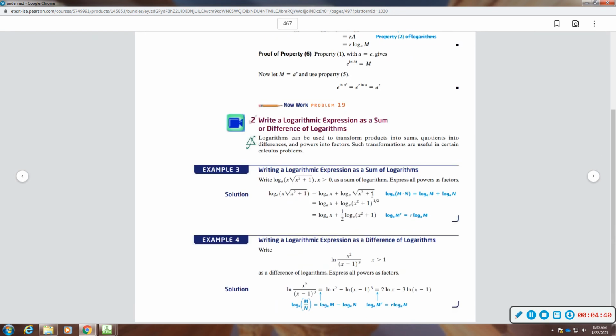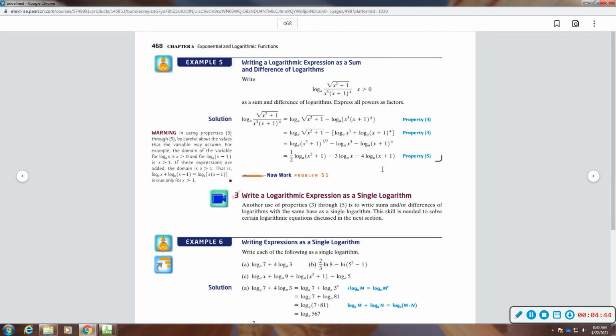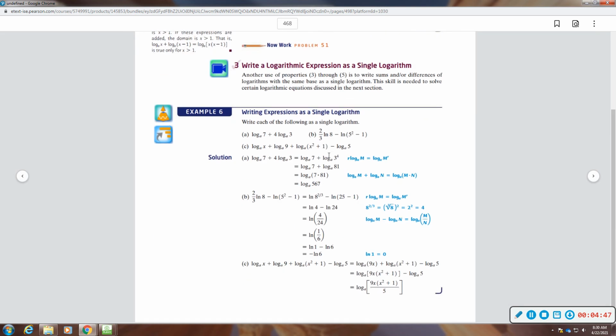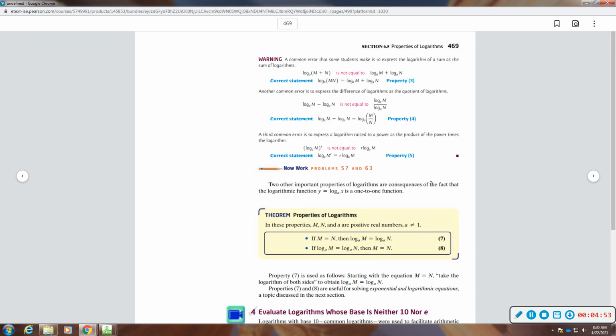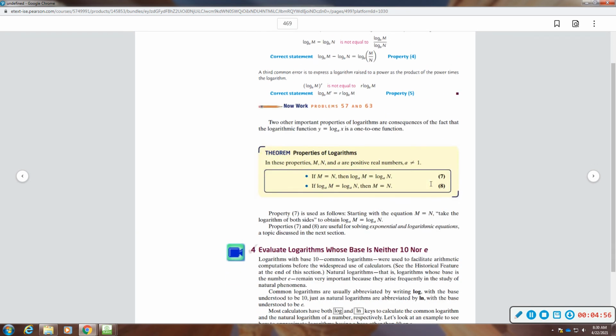Okay, other than that, I think they just show you some examples, which we will do in my math lab. So you'll be combining and using all those properties to rewrite logs. This is just if m and n are equal, then the log base a of m is equal to log base a of n. That would be the same. And I think this is saying the same thing. If these two are equal, then m and n are equal.